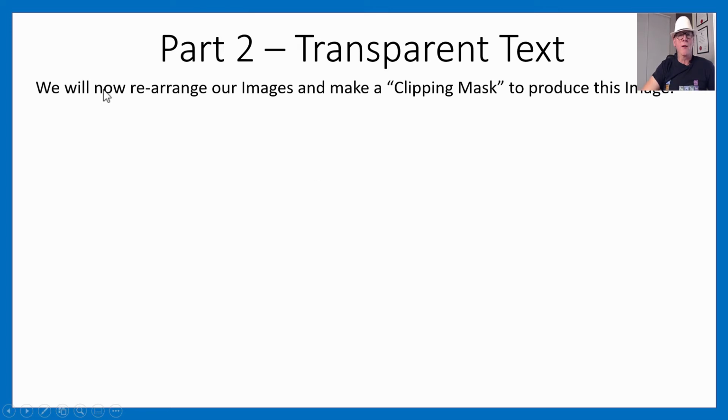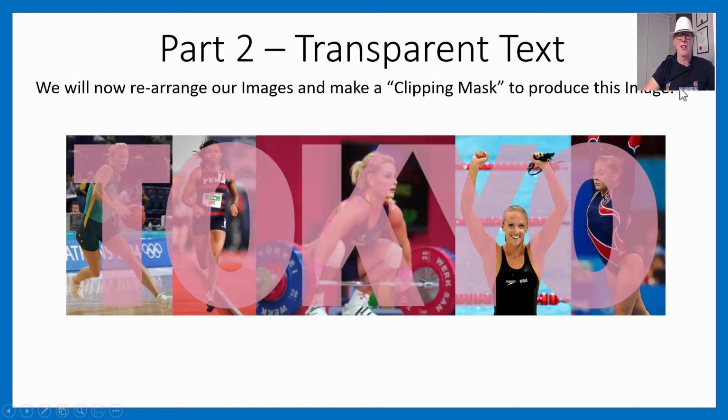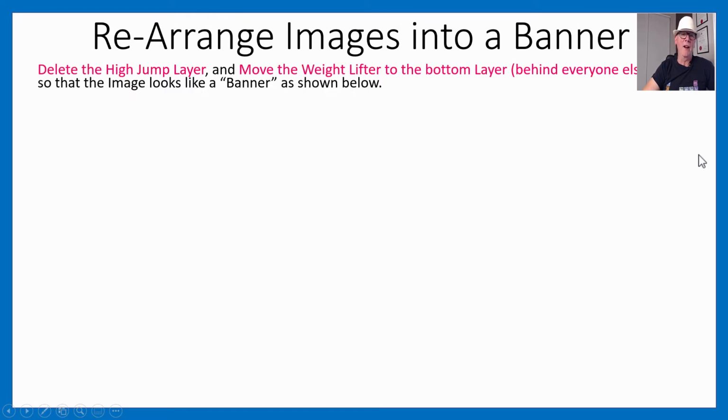So welcome back, part two, making transparent text. So we're going to rearrange our images to make a clipping mask. Now we're not going to do a clipping mask, that's actually the next lesson after this one. So I'll have to change that slide, but we're going to just have these letters over the top. We're not actually going to clip them out of a clipping mask, that's the next lesson. All right, rearrange images into a banner.